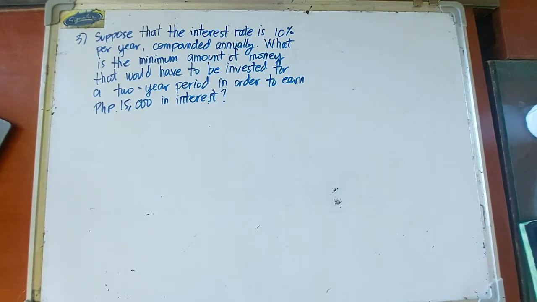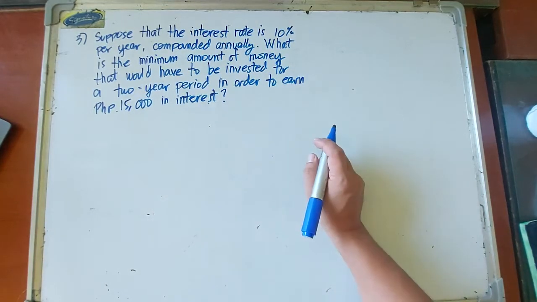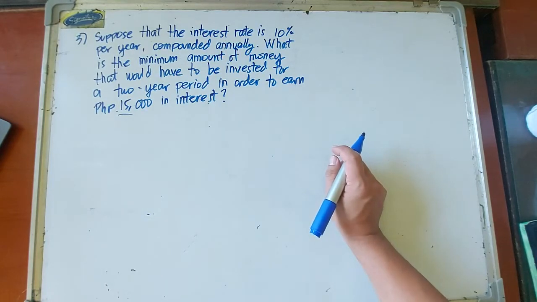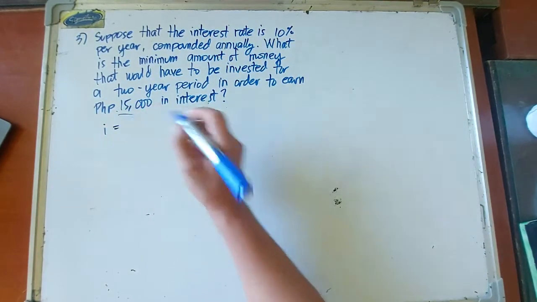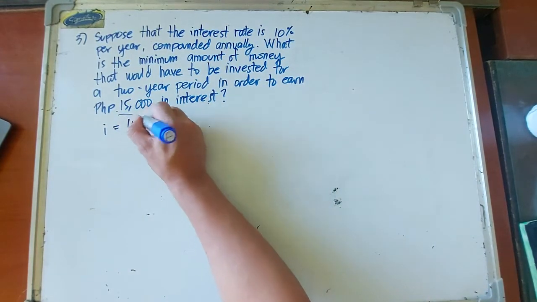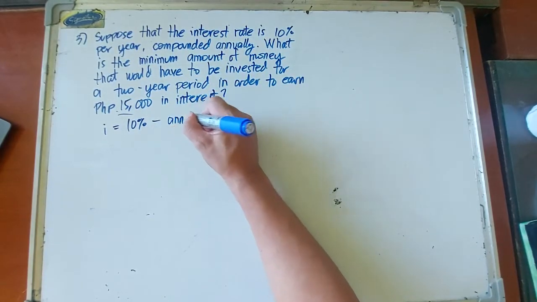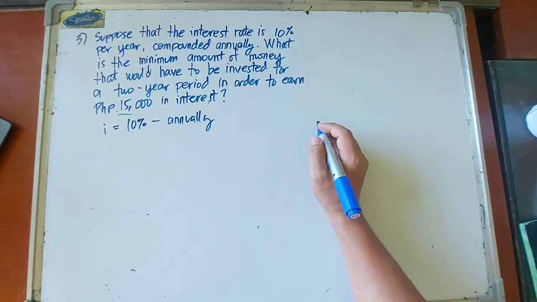Okay, let's solve number 3. Suppose that the interest rate is 10% per year, compounded annually. What is the minimum amount of money that would have to be invested for a 2-year period in order to earn 15,000 pesos in interest? So the interest should be 15,000. I think I have explained this already, but okay, so the rate is 10% compounded annually, and then 2 years.